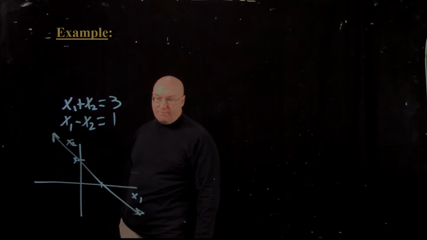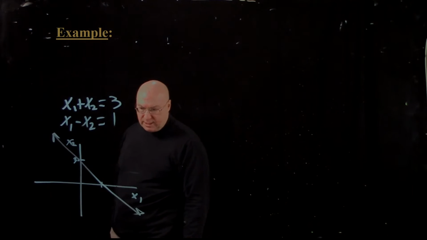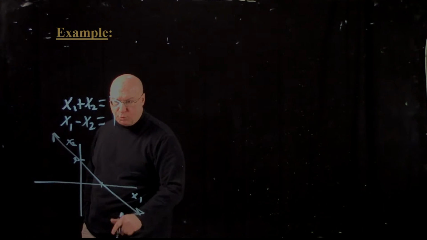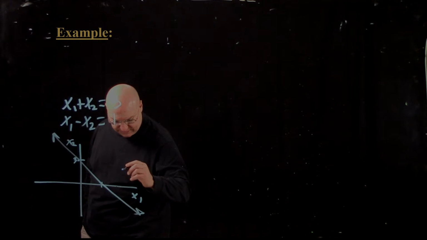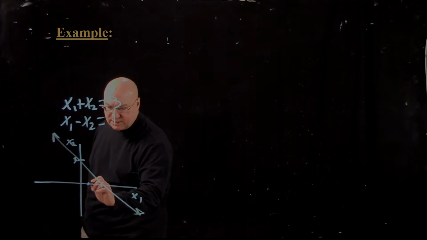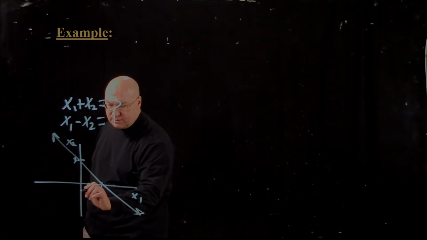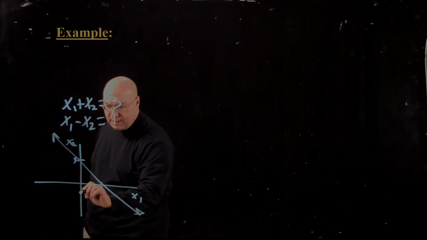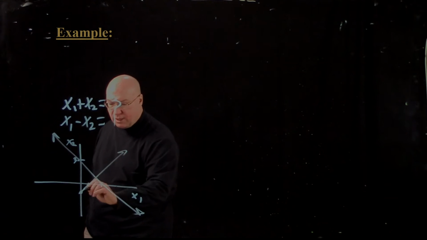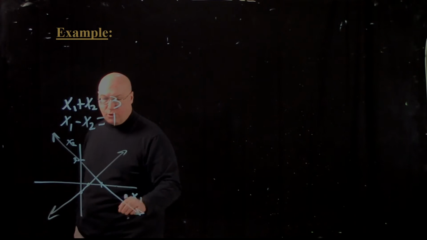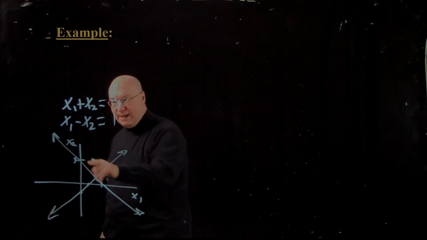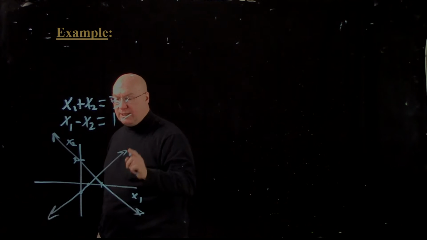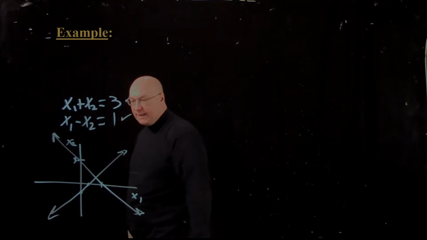And what does x1 minus x2 equal to 1 look like? Well, it goes through the x1 axis at 1, goes through the x2 axis at -1, and I get all of those ordered pairs, right? So the solution set here is this line. The solution set here is all of this line, all the points on that line.